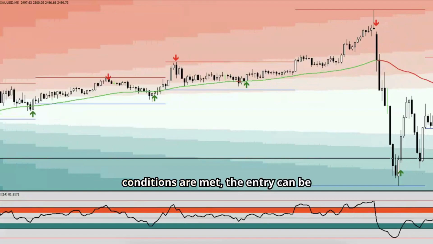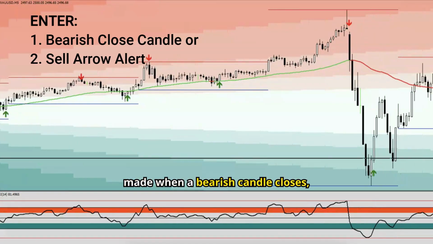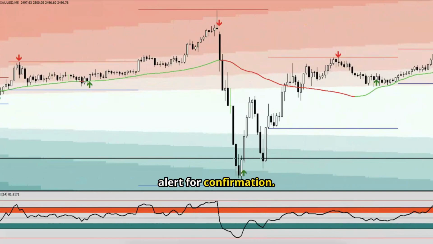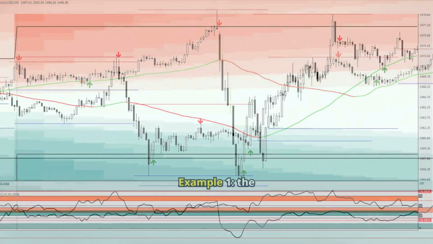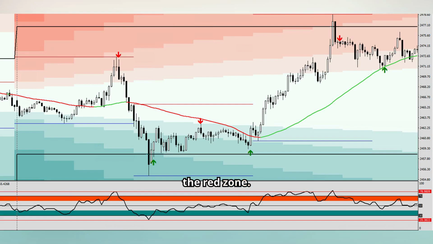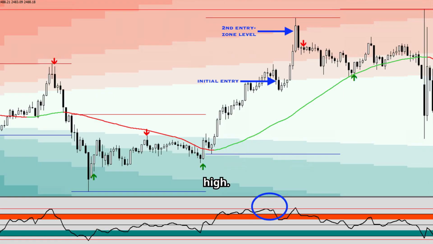When the conditions are met, the entry can be made when a bearish candle closes, or you can choose to wait for a sell arrow alert for confirmation. Example 1, here's the first possible entry at the beginning of the day. The RSI made a new high, and the price was in the red zone. The entry could have been made either at the first bearish candle or when the sell arrow alert appeared. Another potential entry occurred here, at the first red zone and when the RSI made a new high.